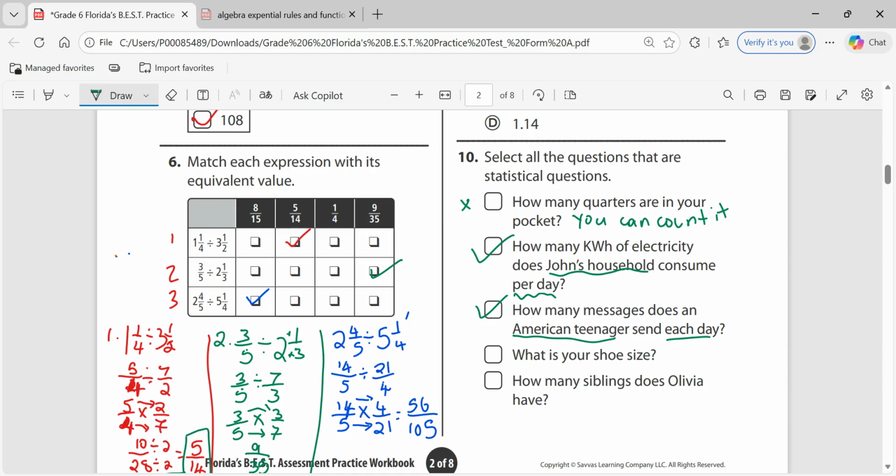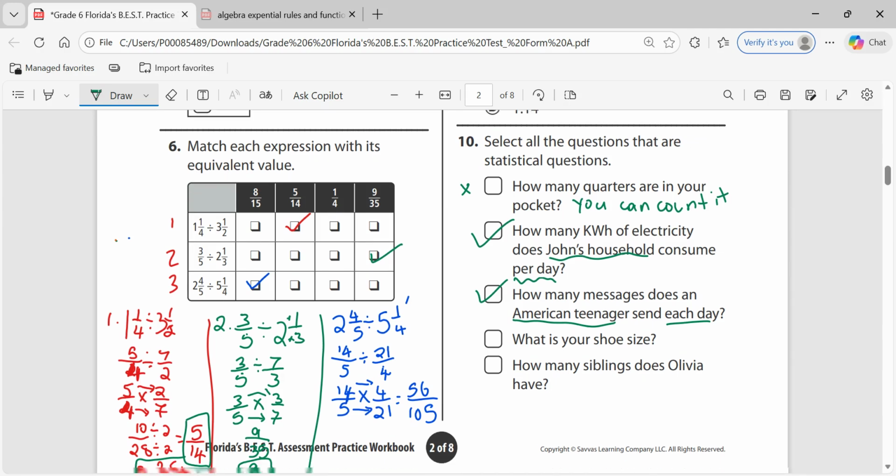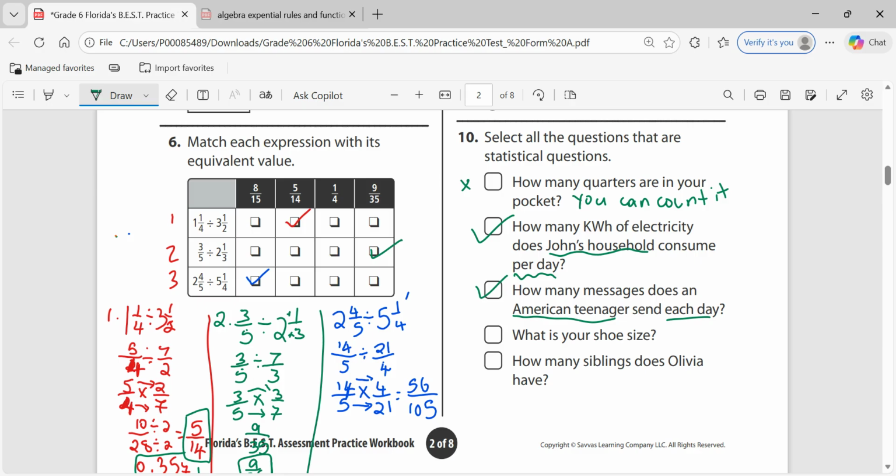How many siblings does Olivia have? It is not statistical because Olivia is one person and she has just one set of brothers or sisters. Her answer will be one number, not many different variations. All right, so that's it for 1 to 10. I will come back and we will do 11 to 20.